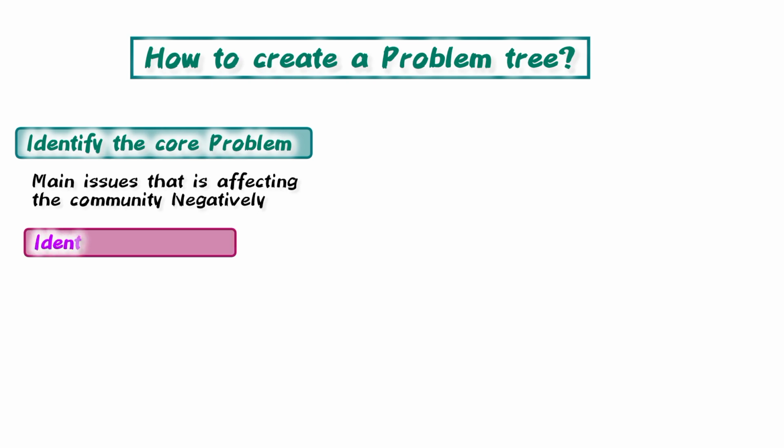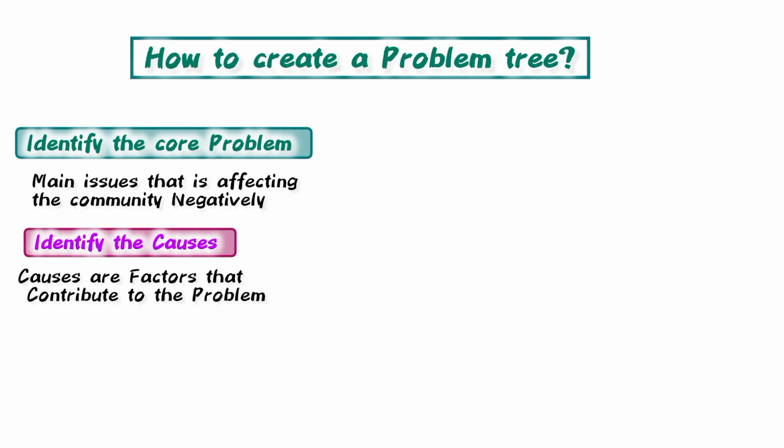Step 2, identify the causes. So here you ask yourself, why does this problem exist? So causes are factors that contribute to the problem. For example, causes for poor waste management could be lack of awareness among community members about proper waste disposal, insufficient number of waste bins.